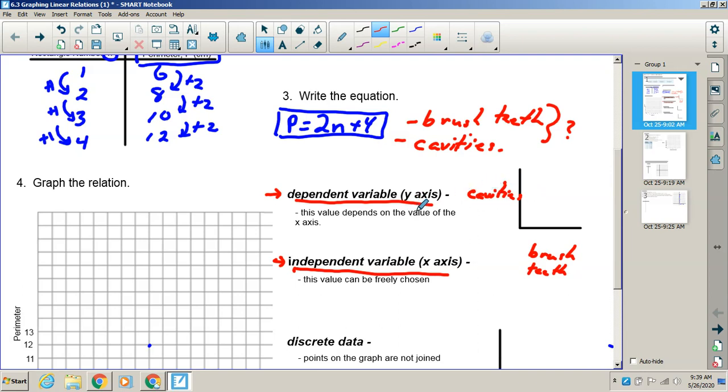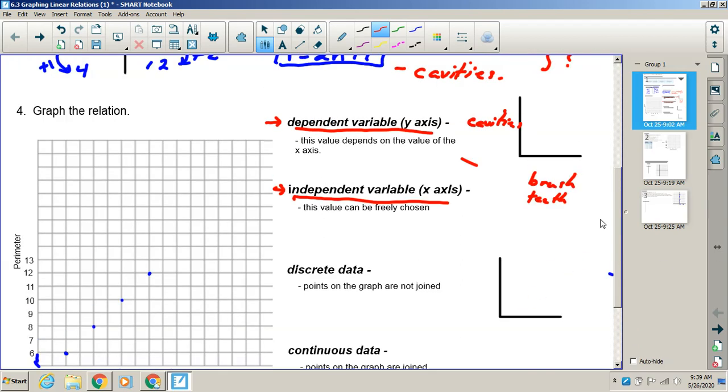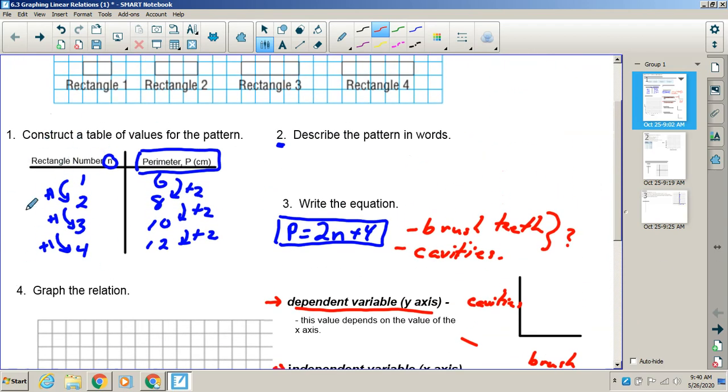So when you are graphing items, it's a good idea to put them in the right spot. This again, independent goes on the x, cavities are dependent on how many times you brush your teeth, so this goes on your y-axis. So that's why in this case, my perimeter is dependent on whatever rectangle number I have. So that's why this is on the x, this is on the y. Again, in tables of values, the first one is always your x, the second one is always your y. So just some things about graphing.